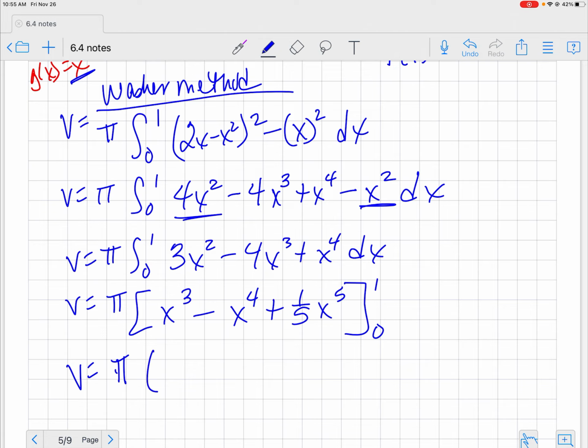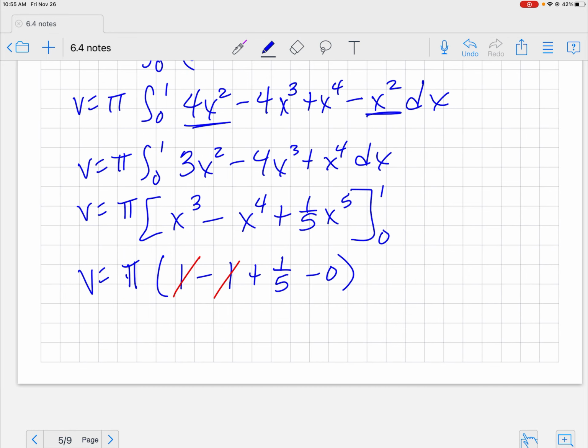So I've got pi will be 1 minus 1 plus a 1/5. And then, of course, minus 0, because it's what we have. 1 minus 1 cancels out. Da-dun-da-da. And I've got my volume is equal to pi over 5, or 1/5 pi. Same thing. Not bad, right?